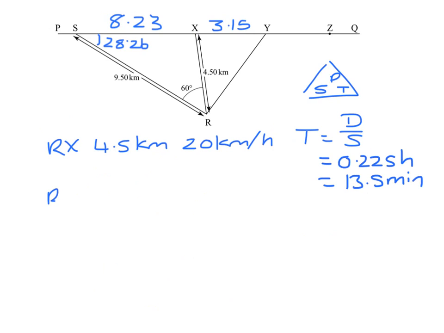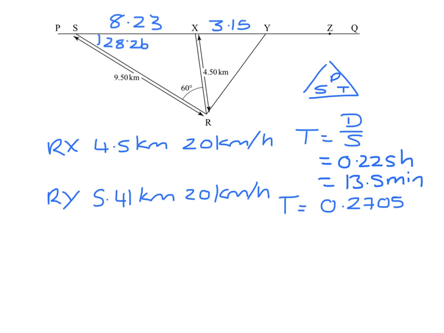Jesse travels along RY, which is 5.41 kilometres. He is also travelling at 20 kilometres per hour. So using the same formula, his time is 5.41 divided by 20, 0.2705 of an hour, which if I multiply by 60, it's going to take him 16.23 minutes.